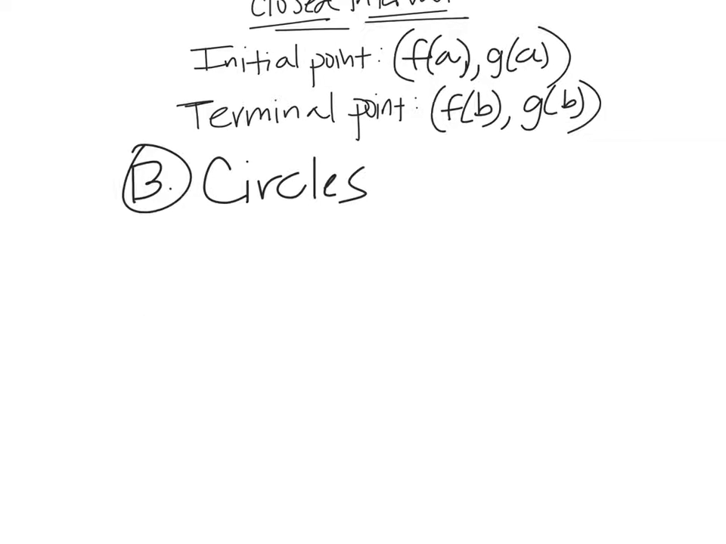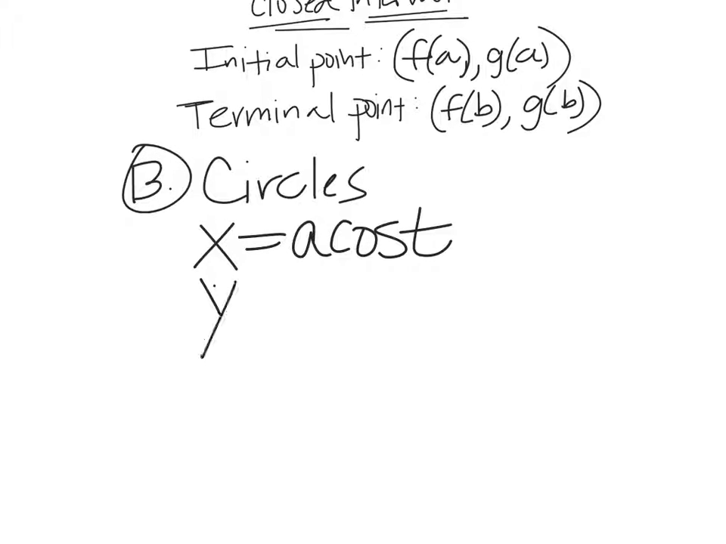All right, circles are going to look like this. x equals a cosine t. Whoa, there's cosine. And y equals a sine t. And those a's are going to be the same. Okay. All right?